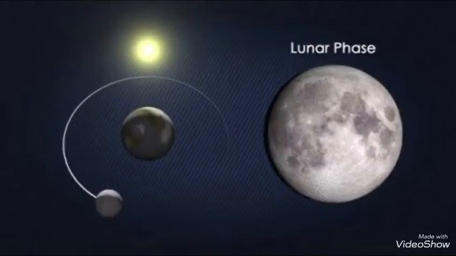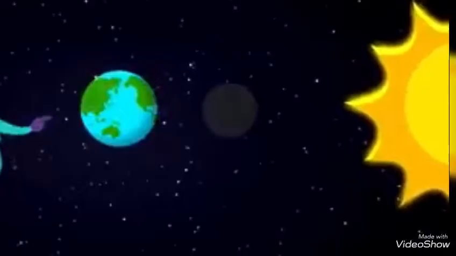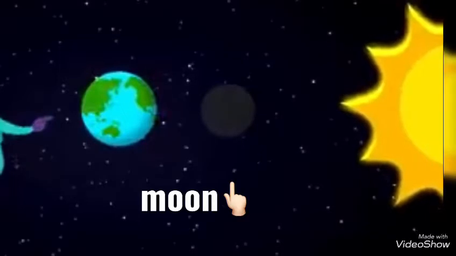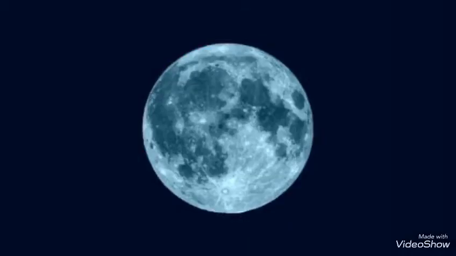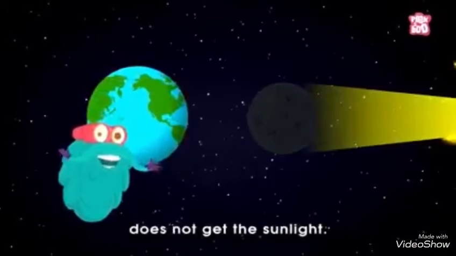The moon doesn't have any light of its own. It only reflects the light of the sun. So, let's have a good look at it. When the moon is exactly in the middle of the earth and the sun, it becomes invisible in the sky. As the side of the moon facing the earth doesn't get sunlight, this phase is called new moon.